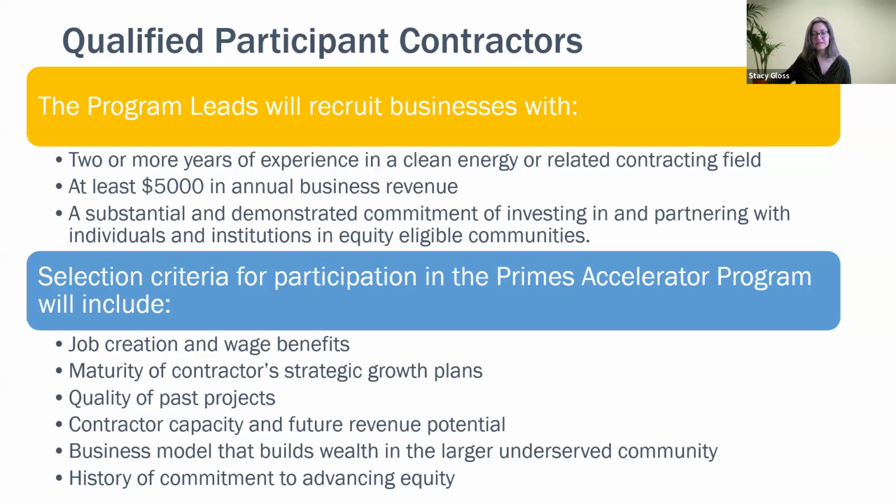We expect the leads to work with 2 cohorts of 3 to 5 businesses in the Accelerator program over 3 years, recruiting 1 cohort in the first 18 months and then recruiting a second cohort of participant businesses in the next 18 months of operations.